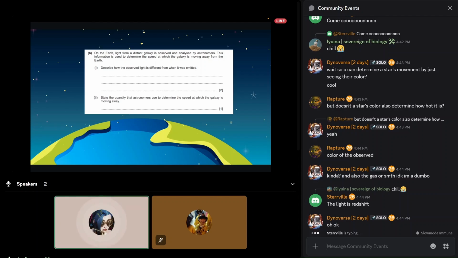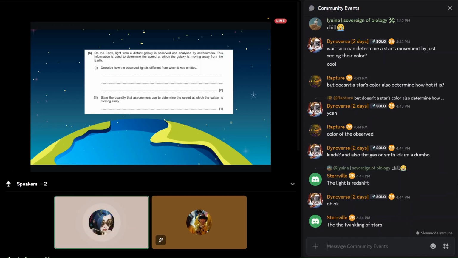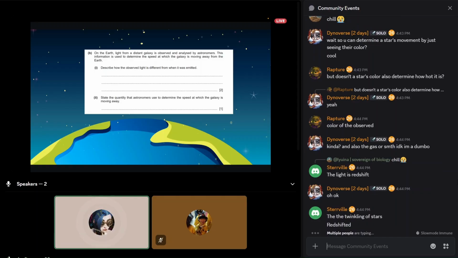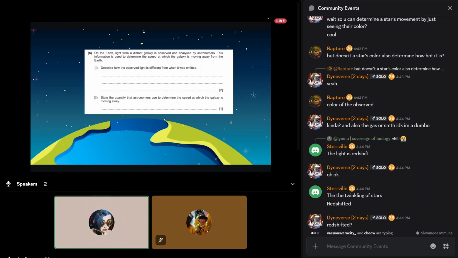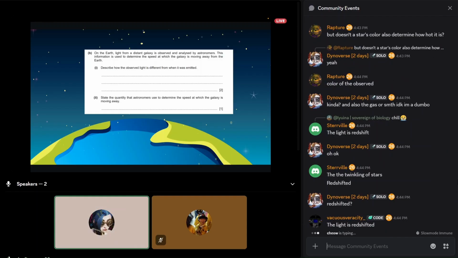Can you guys answer the question in the chat? What is red? How is the observed light different? Okay, so I'm just gonna answer then. In the question it says it's moving away, right? So it's redshifted. Yes, it's redshifted. But you have to explain what redshifted means.